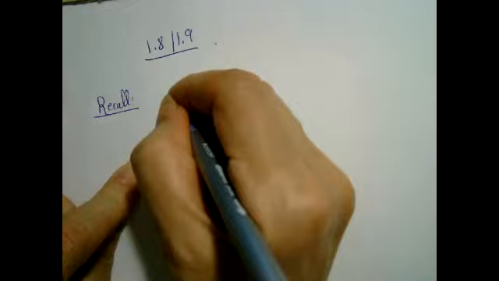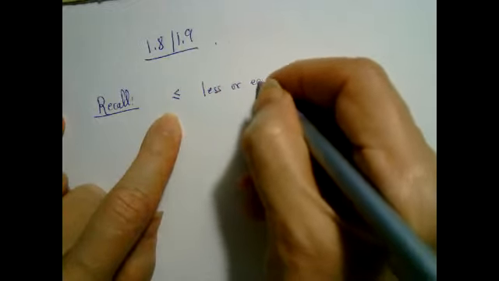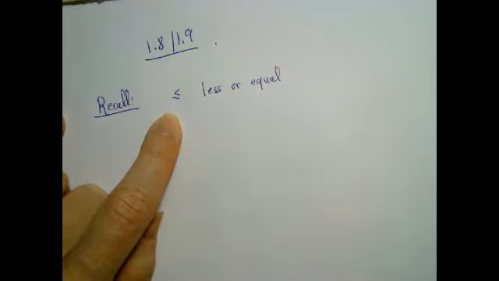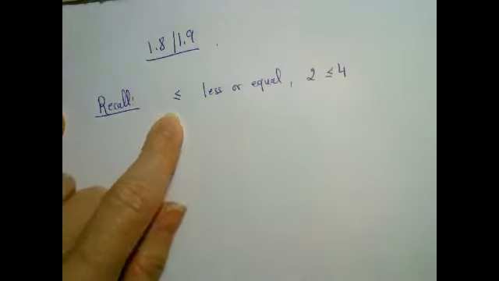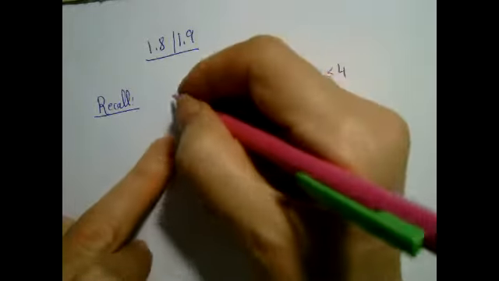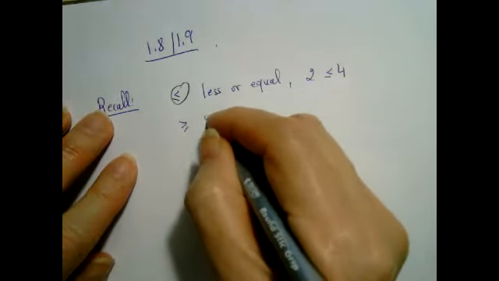Okay, before I start the section, I need to remind you of some notation because it is crucial. I know a lot of you know this stuff, but I have to remind you. Recall, this symbol means less than or equal. So we say 2 is less than or equal to 4. A lot of students sometimes confuse the symbols. So this one is less than or equal, and this one is greater than or equal.